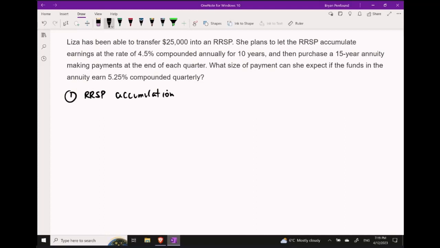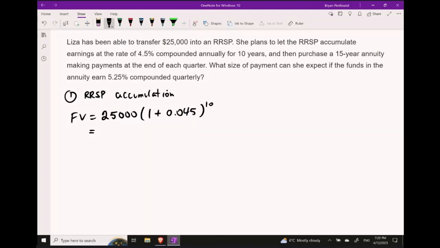Let's begin by trying to figure out the future value of the RRSP. That is, if we were to input $25,000 today, how much are we going to have at the end of that 10-year period? So what we're going to do is take our $25,000 and apply that interest rate of 4.5% compounded annually.